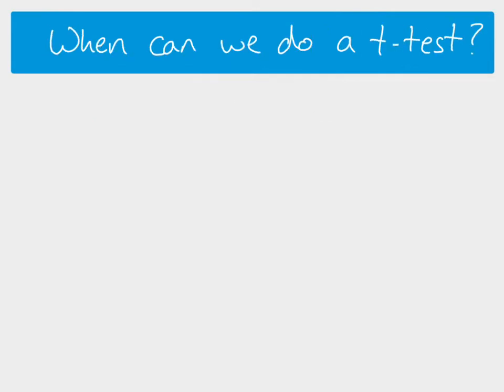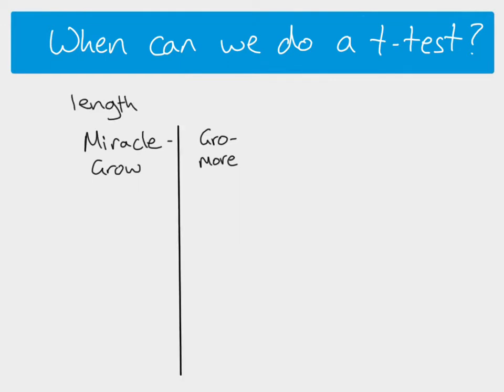We can only do a t-test in certain situations. If you use a statistical test in the wrong situations, then the results will be meaningless. So in this situation, we've got two sets of data, Miracle-Gro and Growmore are the two fertilizers. And to use a t-test, you can only compare the means of two sets of data. We're also measuring the length of the carrots, and length is a continuous variable. So the data is continuous, it's a form of numbers. And that's the second thing which has to be true to be able to perform a t-test.